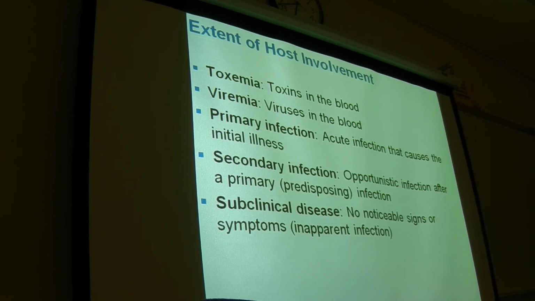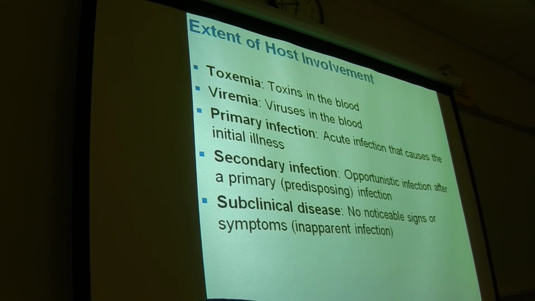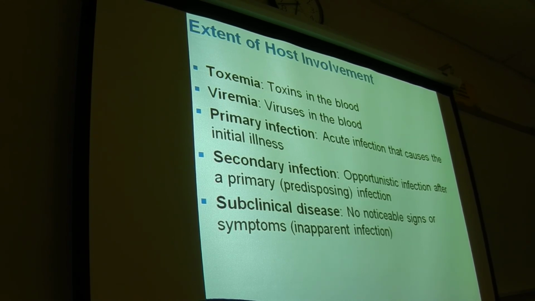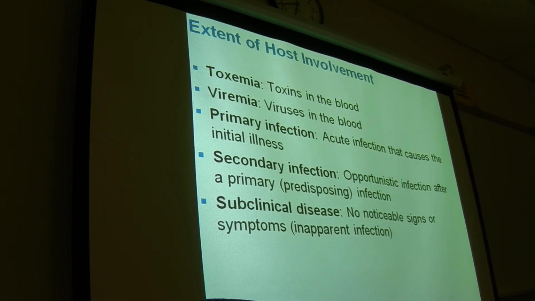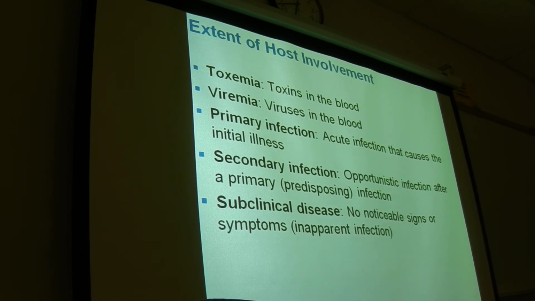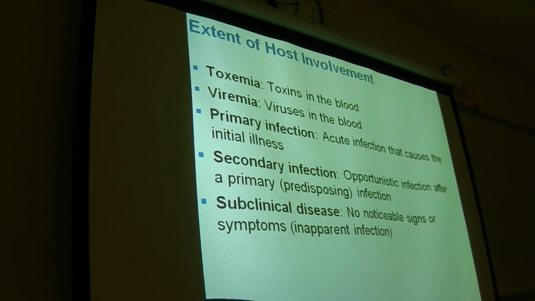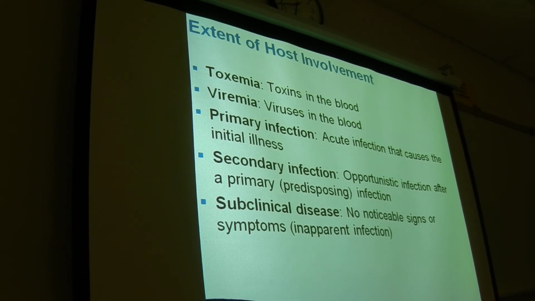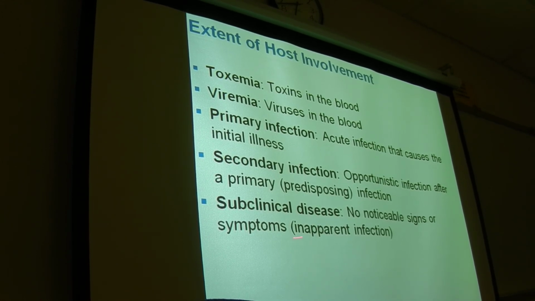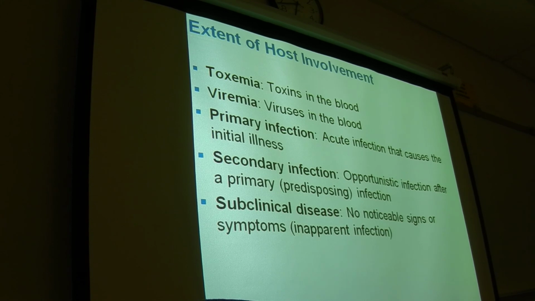Sometimes it's the same disease coming back. Sometimes you get the primary infection, your immune system has a hard time getting rid of it. It does eventually, but it basically takes up so much of your immune system that you get a secondary infection from another microbe because your immune system has spent so much time trying to fight off the first infection. Subclinical disease is no noticeable signs or symptoms. So inapparent infection, so someone that has subclinical disease would not necessarily know they have the disease because they don't feel any symptoms or signs.